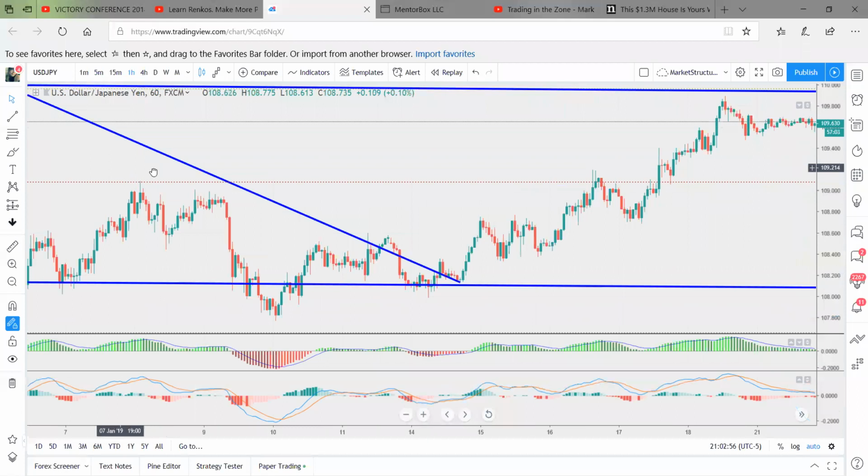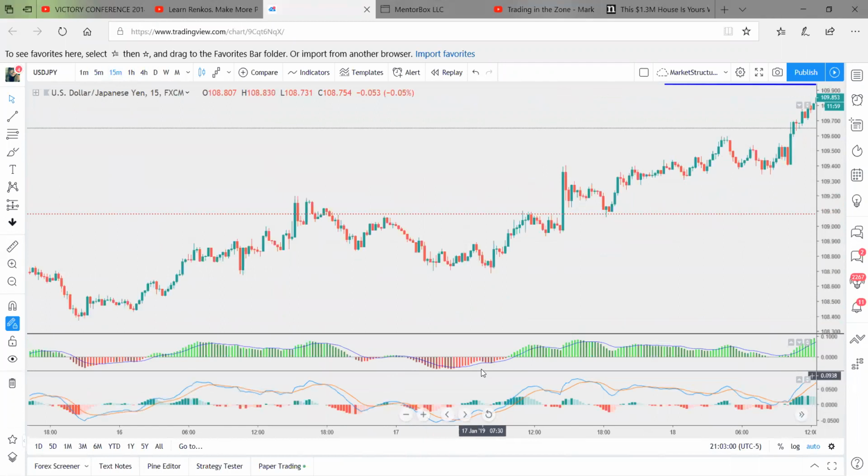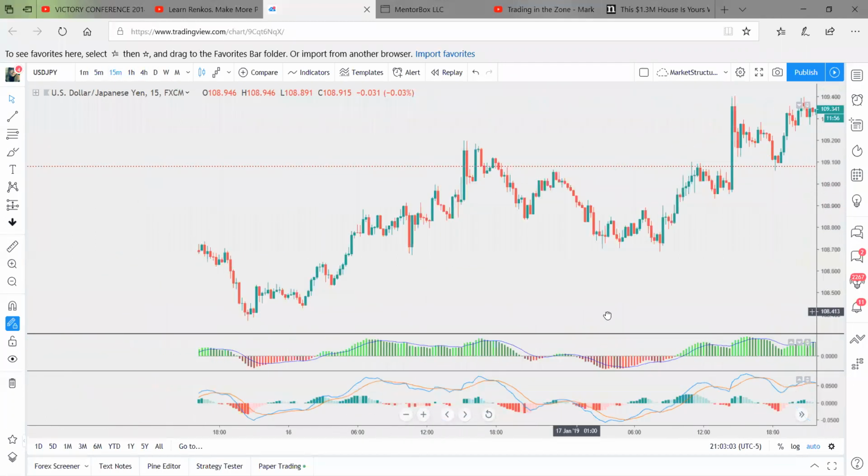Whenever you're looking for entries, you look on your lower time frame at price action, and you also look at your volume indicators, which is like the MACD.